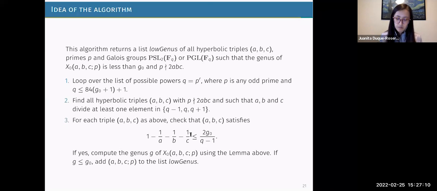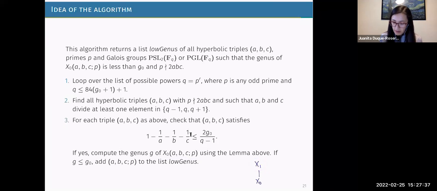And from knowing the ones for X0, you can find all the ones for X1, because remember that there is a cover from X1 to X0. So the X1s that have low genus really need to cover X0s that also have low genus. So you have finitely many options for the X1s too.